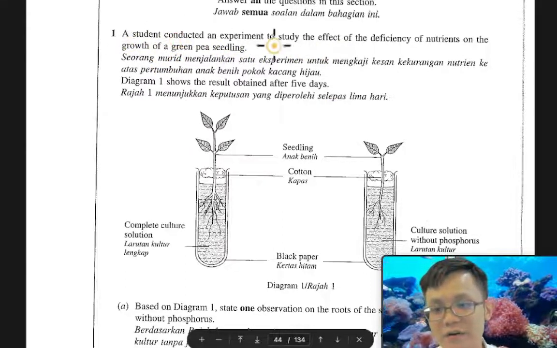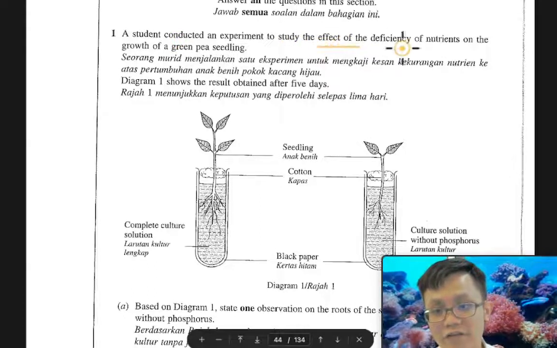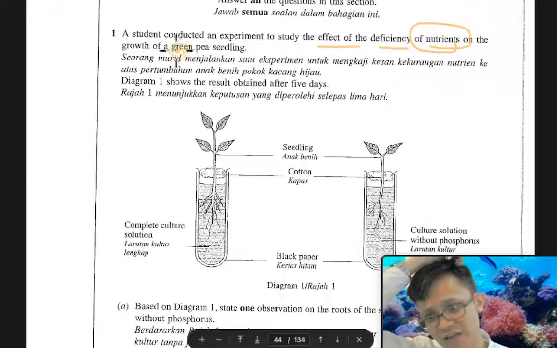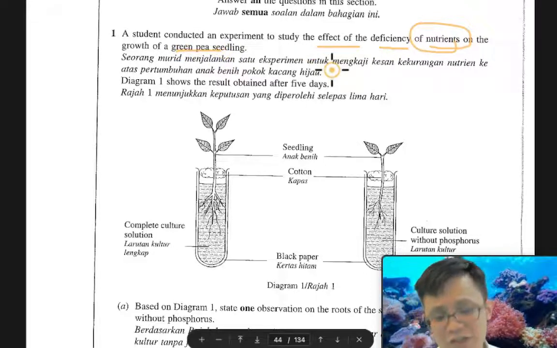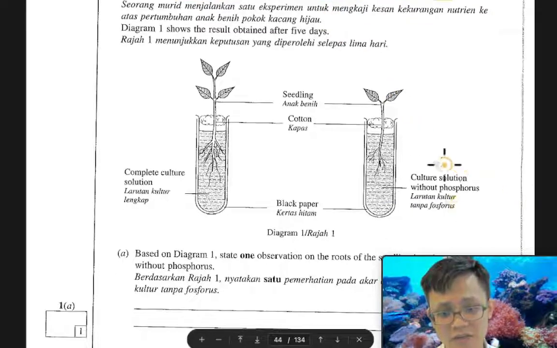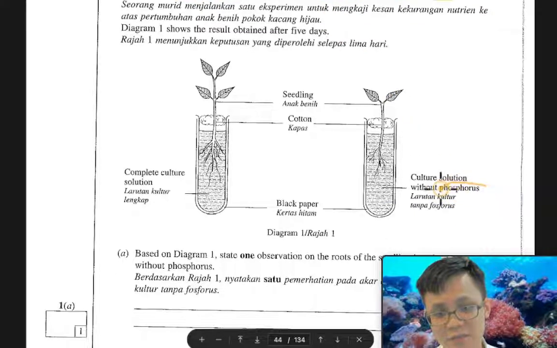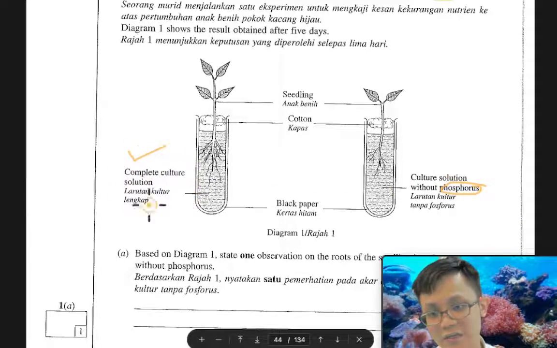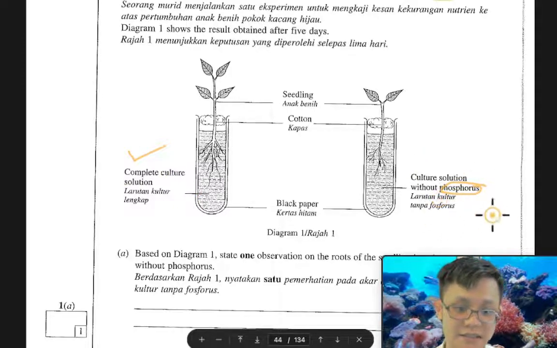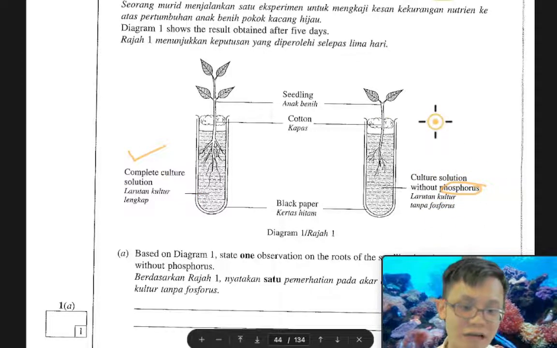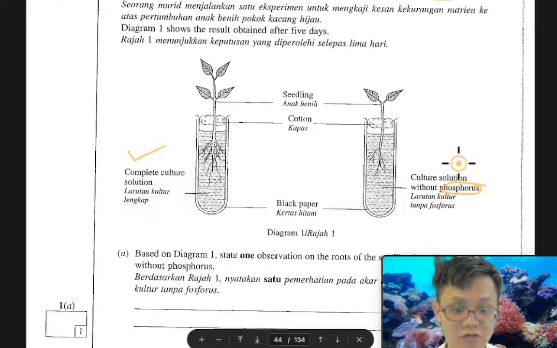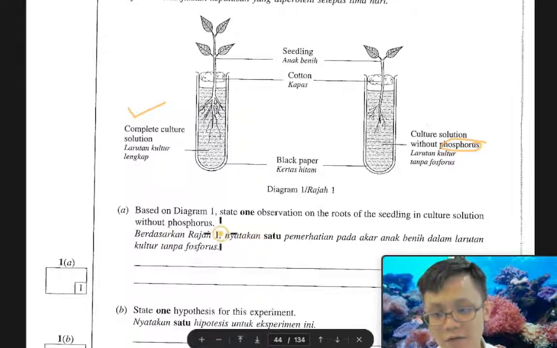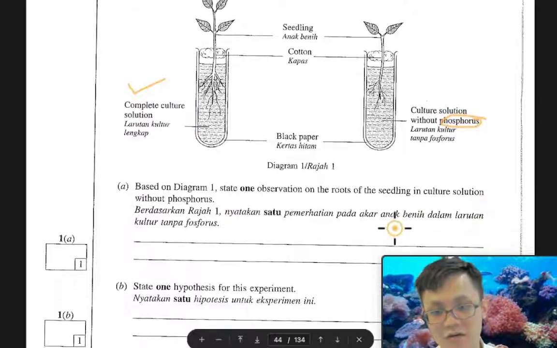A student conducted an experiment to study the effect of deficiency of nutrient on the growth of the green seed. So you know, usually it's deficiency of potassium. You can see there's without phosphorus, without potassium, and this is a good culture. Even though the hypothesis is not given, we know he wants to test the lack of phosphorus. Based on the diagram, one, state the observation of the tree.